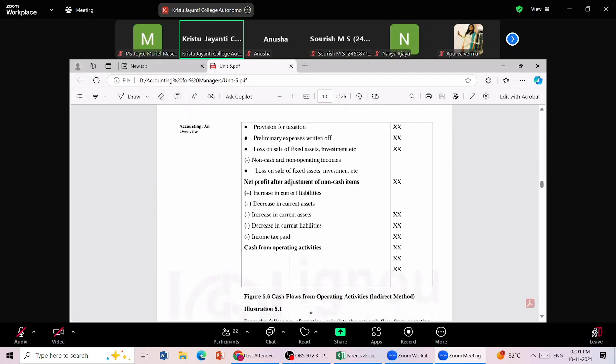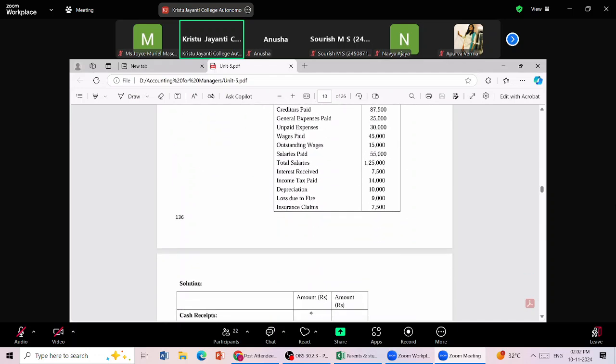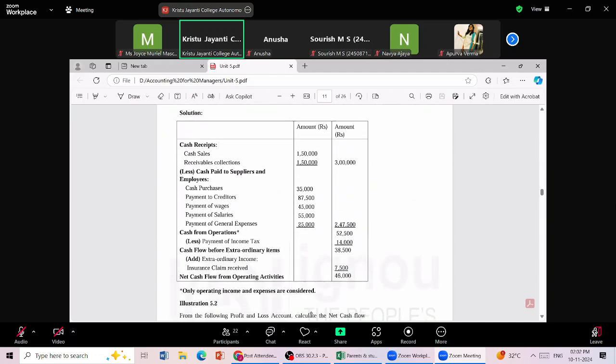And then apart from that, any increase in current liability, any decrease in current asset, you can add, and you can minus increase in current asset, decrease in current liability, and minus the tax. So this is one part. When you do everything, you get cash from operating activity. Okay. So this is what they have done.